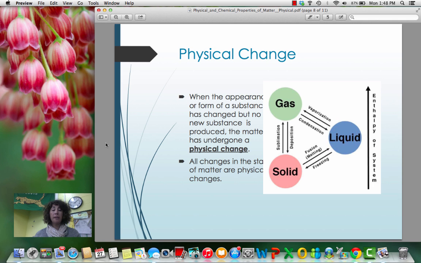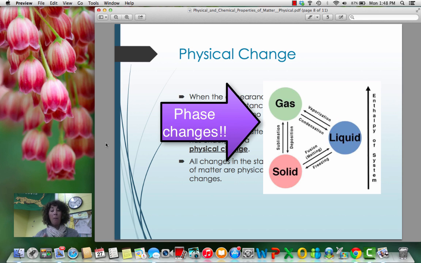When the appearance or form of a substance has changed, but no new substance is produced, then of course we know that that is a physical change. Of course, changes in state are physical changes: vaporization, condensation, melting, freezing, sublimation, deposition.